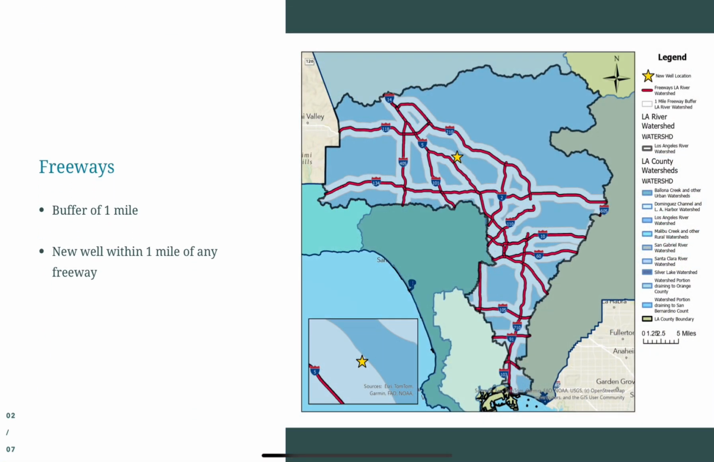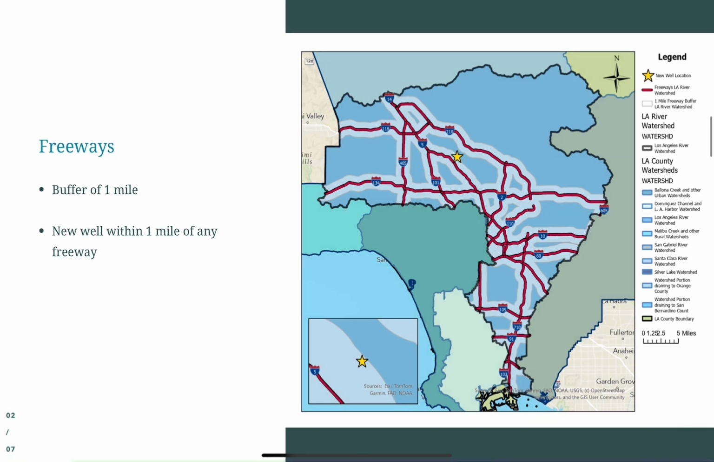To begin with, I'd like to start with freeways for the first set of criteria. I created a 1-mile buffer around all of the freeways. For those who are technicians that do any sampling or maintenance of the wells themselves, it's easiest to have them right off the freeway for easier access. So for our scenario, we're just going to make sure that our new well location is within 1 mile of any freeway. In this case, it's right off of the 5 freeway.